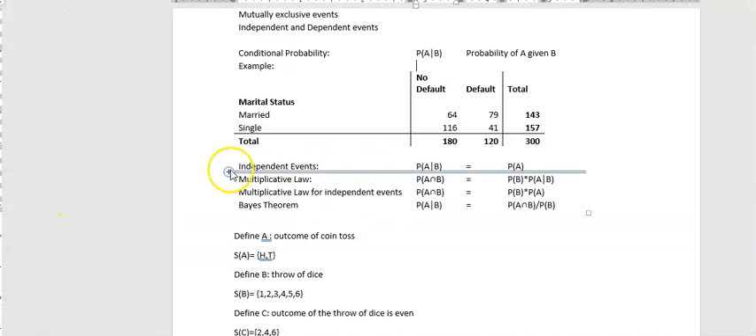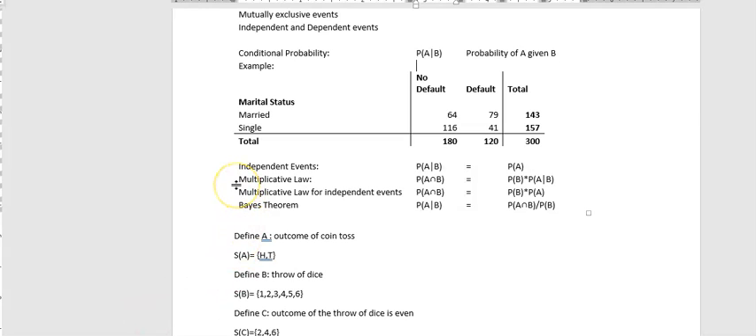Because of that same logic, now we're in a position to mathematically define independent events. Two events A and B are going to be independent of each other if the conditional probability of A given B is equal to the probability of A. So what we're saying is the probability of A does not change whether B happens or not.